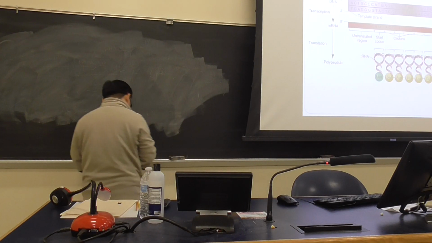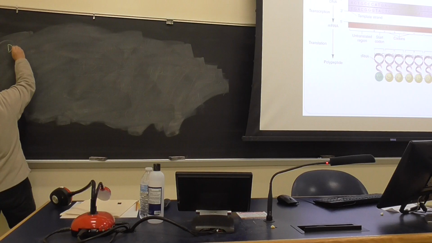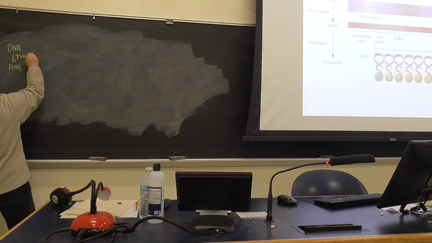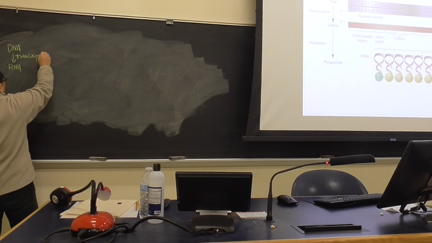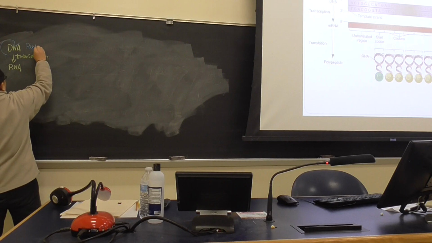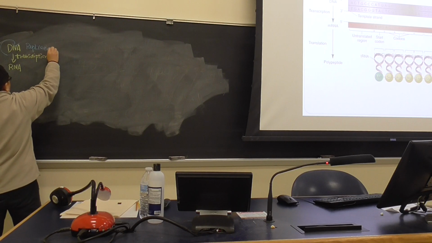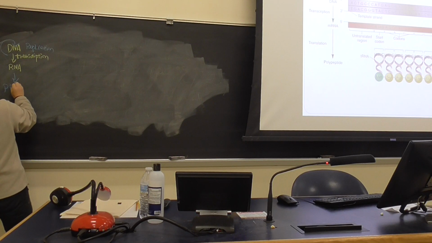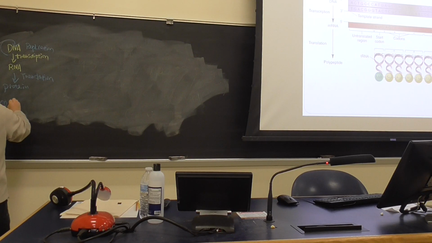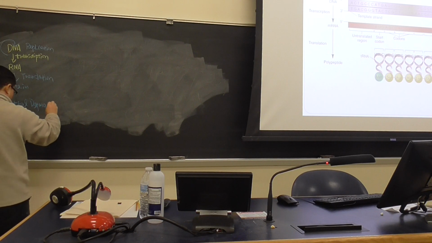So what we have here is the DNA goes to RNA. That is called transcription. And DNA itself will undergo replication, and the RNA will become a protein, and this is called translation. And the whole thing, we call this the central dogma. It is a blueprint when we talk about genetics.